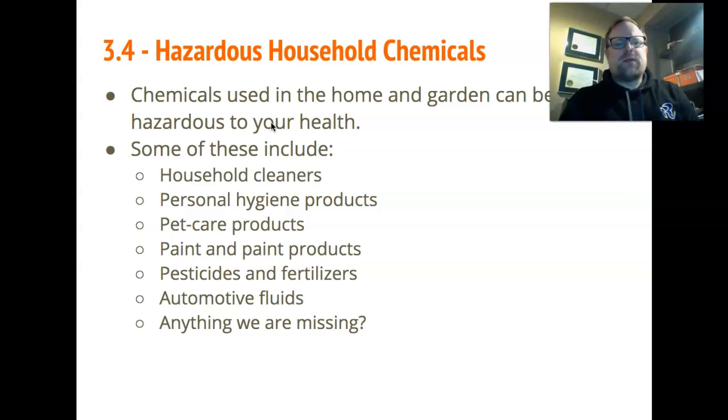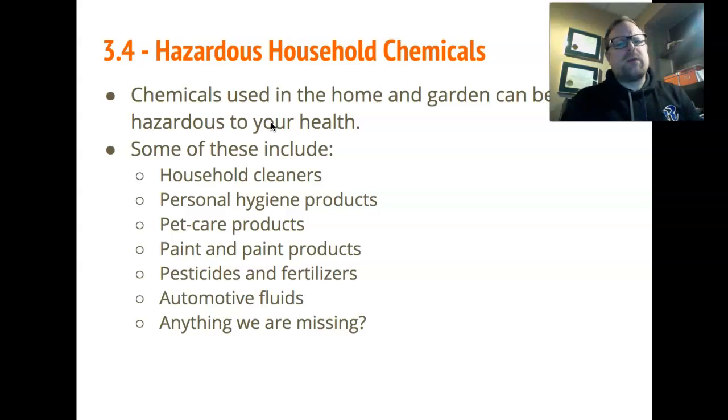So the last bit that we're going to talk about here is a close look at hazardous household chemicals. These are the chemicals, obviously, that we're going to use around our homes, in our yards, the things that you're going to encounter on a relatively regular basis, and things that you should be aware of.